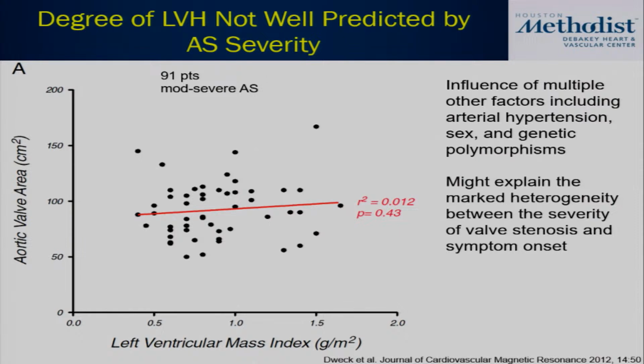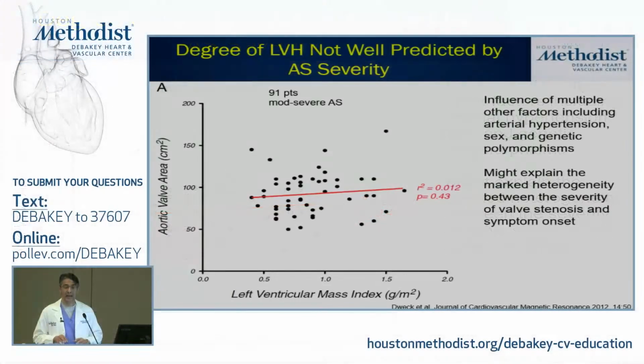So that tells you a couple of things. Number one, it tells you that there's a lot of other factors that go into play as to how different patients hypertrophy in the setting of aortic stenosis. Things that have been shown, and I'll show you some slides of that, are arterial hypertension, sex, and genetic polymorphisms, of course. And it may also show you why some people who have a valve area of 1 may have no symptoms and another patient is very, very symptomatic, because it might explain some of this heterogeneity of symptoms.